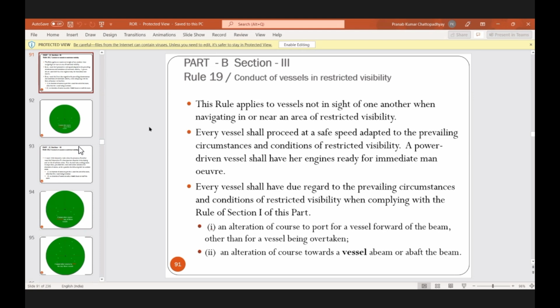Let's say in section 1, conduct of vessels in any condition of visibility. So it's clear visibility. So in such a case, when you talk about alteration of course to port for a vessel forward of the beam other than for a vessel being overtaken, is it allowed in the case of restricted visibility also? Yes or no? Can you take that action in restricted visibility also?